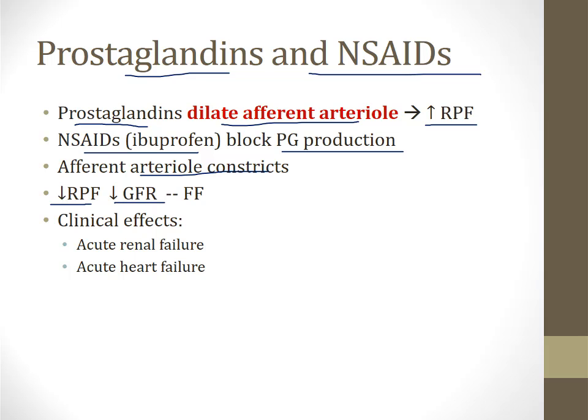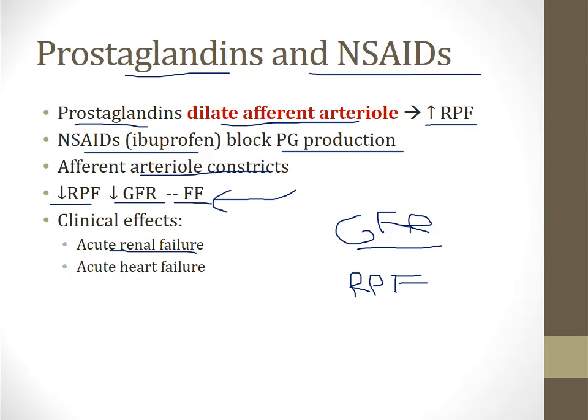GFR will fall. The filtration fraction, like I told you earlier, is equal to the GFR divided by the renal plasma flow. And because both of these variables decrease in the setting of NSAIDs, you will see no change in the filtration fraction. And they'd like you to know these effects for your boards. Clinically, in patients who are healthy, this has no important consequences. However, in patients with chronic kidney or heart disease, this can lead to acute renal failure or retention of sodium and water and acute heart failure. And for that reason, NSAIDs are avoided in patients with heart failure and renal failure.